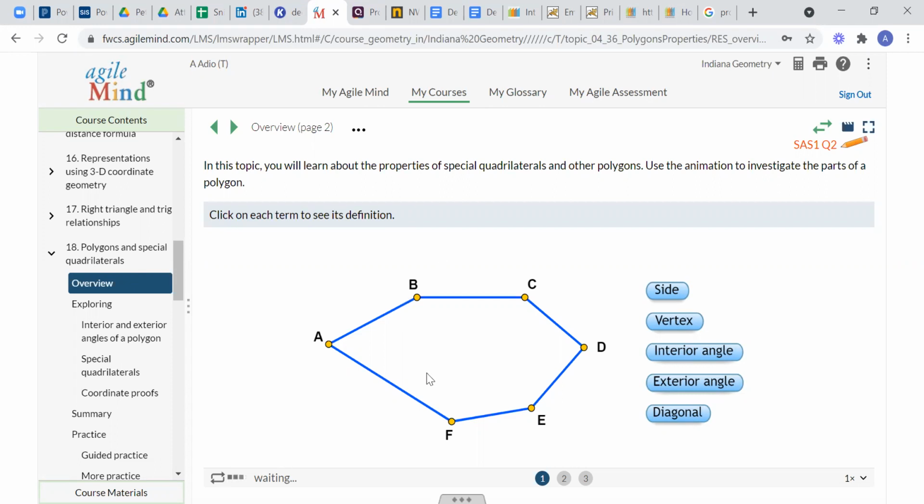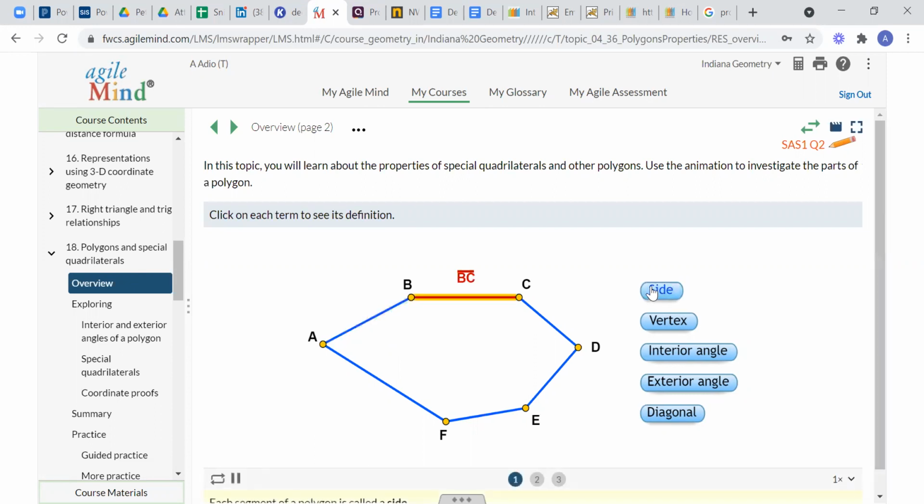E? No, the side is from one point to another. You have to read 2 letters. Okay, A, B. So you're going to see we have AB, BC, CD, DE, EF, and FA.